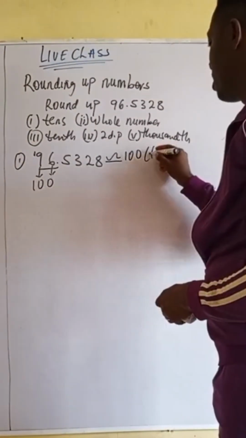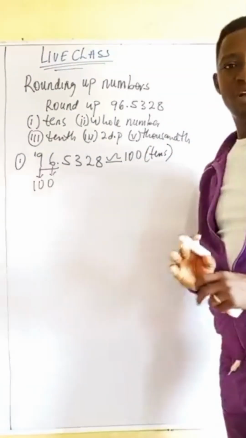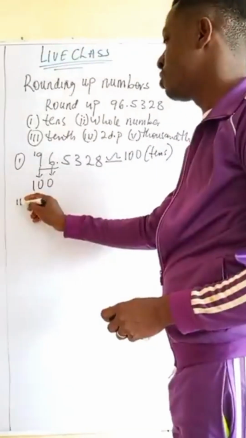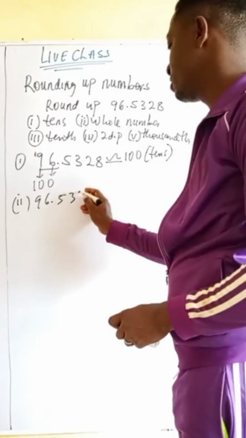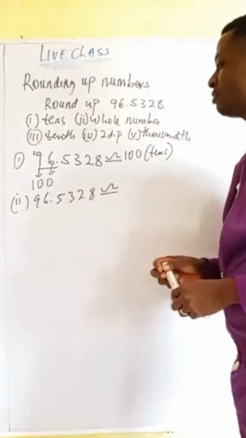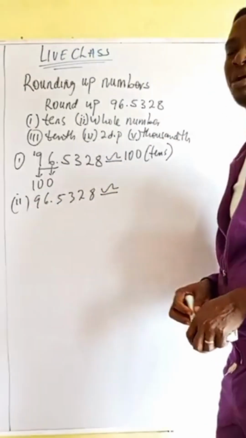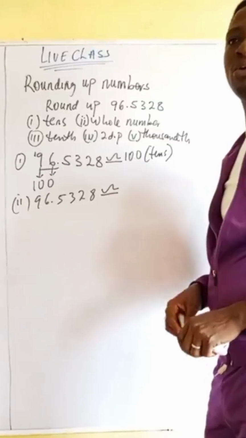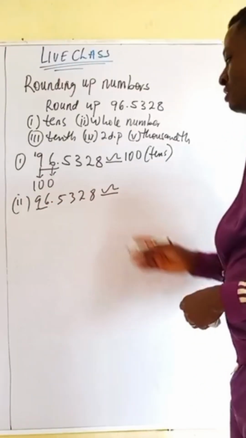To the nearest tens. Very simple. So we look at the next one. We are still using the same number. We are to round up this number to the nearest whole number. To the nearest what? Whole number. This is the whole number part of this number.